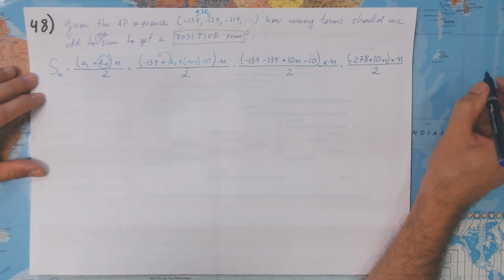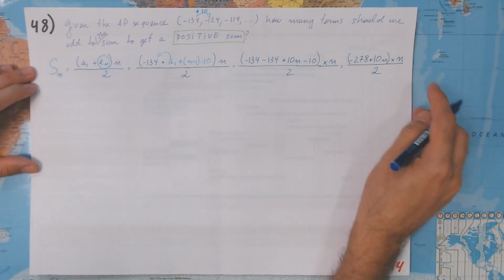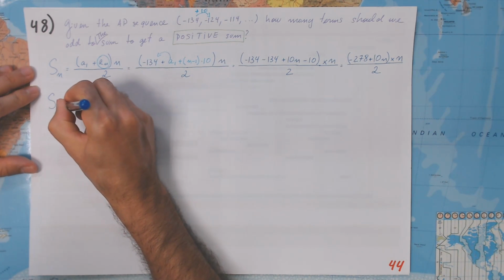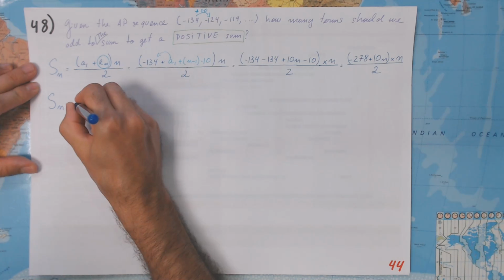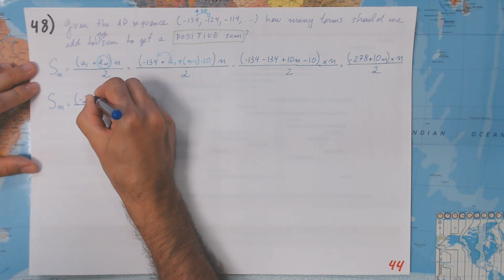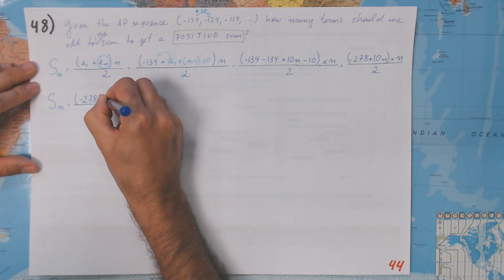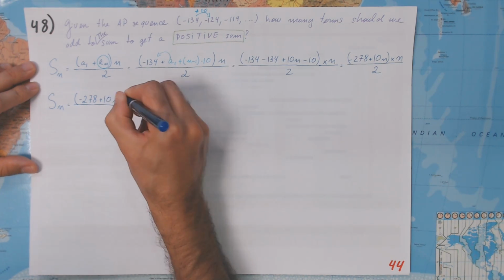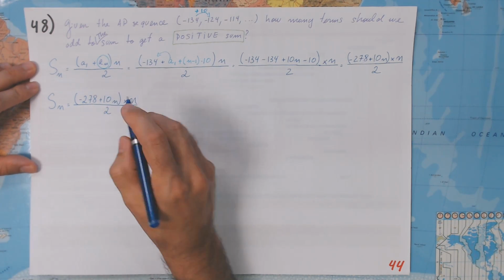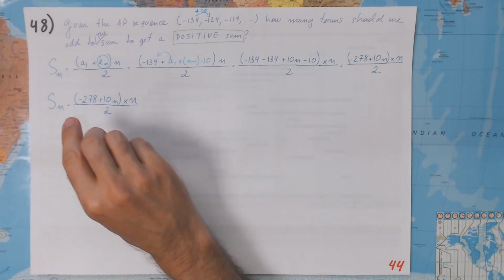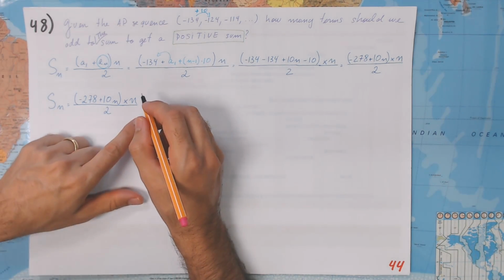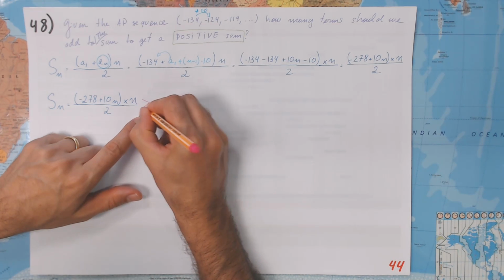Okay, now let's just write again in here, because down there is not good to explain. So our summation is going to be negative 278 plus 10n multiplied by n divided by 2. Well, now there is something very important. I want that summation to be greater than 0.